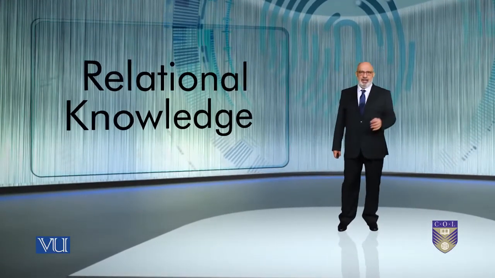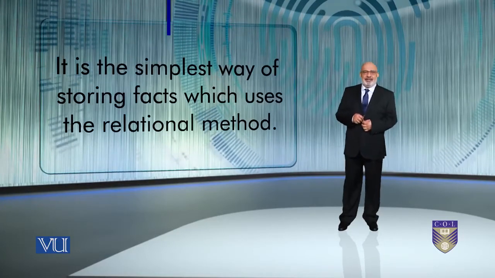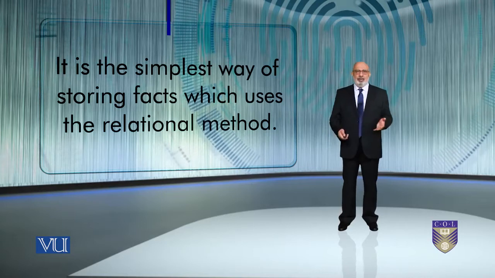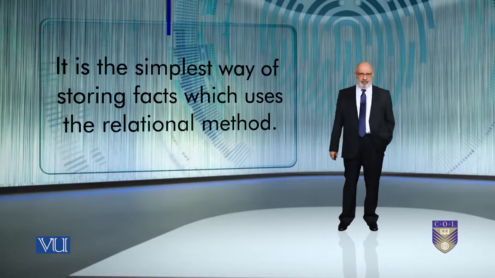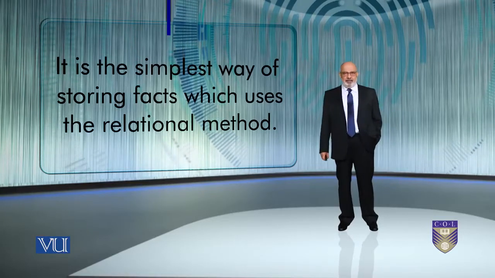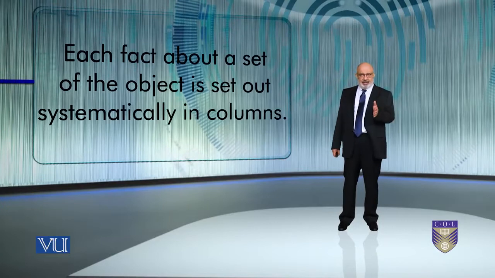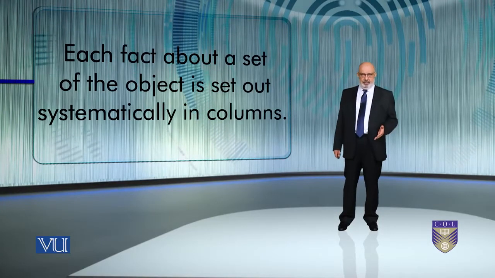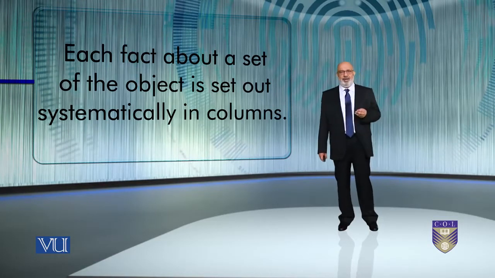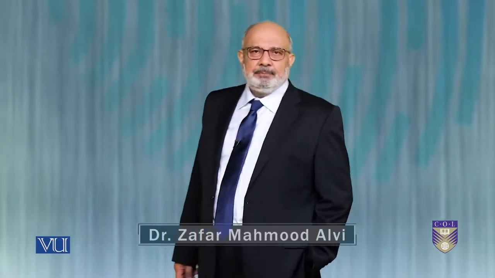The first one is relational knowledge. It's the simplest way of storing facts, which uses the relational model. You heard about it maybe in database systems as well, for people who are familiar with basic computer science concepts. Each fact about a set of objects is set out systematically in columns. This approach of knowledge representation is famous, as I said, in database systems. The relational model is based on the relationship between various entities.